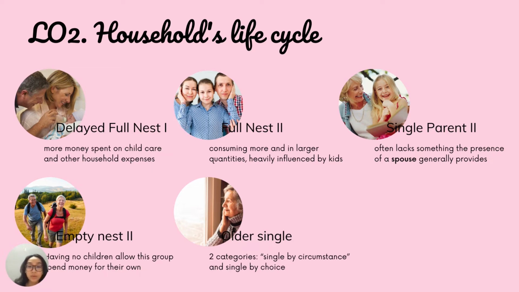The second group is fullness 2, which means the middle-aged married with children at home. The major factor that distinguishes it from the previous one is the age of the children. The family finds itself consuming more and in larger quantities, heavily influenced by the kids, especially for extracurricular courses, healthcare, meals, snacks, and free time vacation. Parents have to balance between time for work and family caring.